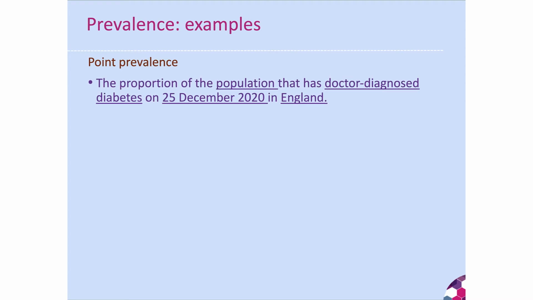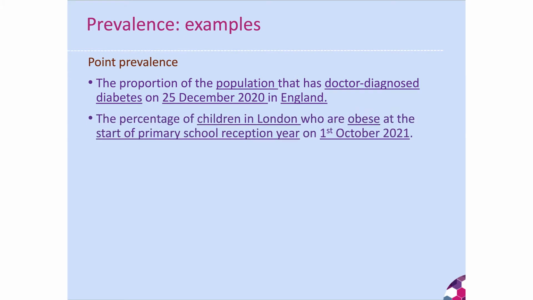Now let's look at some examples of prevalence. So point prevalence could be the proportion of the population that has doctor-diagnosed diabetes on the 25th of December 2020 in England, or the percentage of children in London who are obese at the start of primary school reception year on the 1st of October 2021.